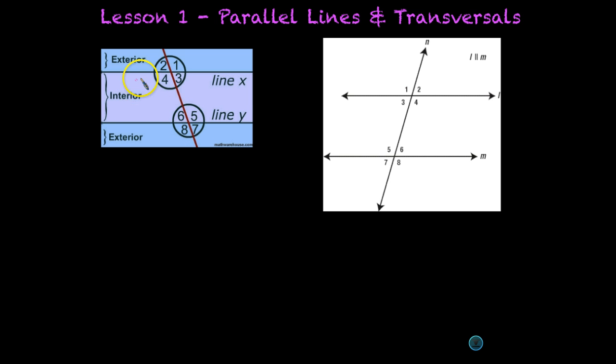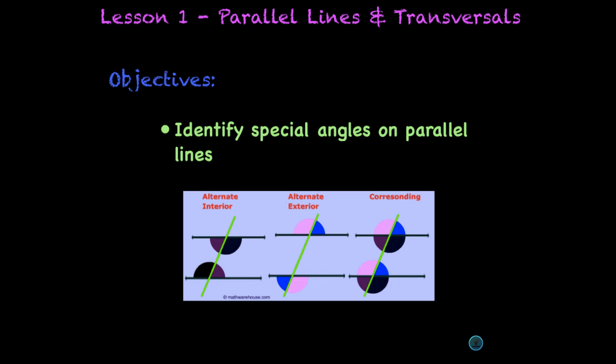Another thing is that we can now see that our areas are separated into exterior areas and interior areas. Notice where the interior area is. It's the area in between the parallel lines. The exterior area is outside of the parallel lines, and that's going to be important when we're looking at, and I'll go back to it, alternate interior versus alternate exterior. Notice here that our interior angles in purple and black, I believe, are in between the parallel lines, whereas these are outside of the parallel lines.